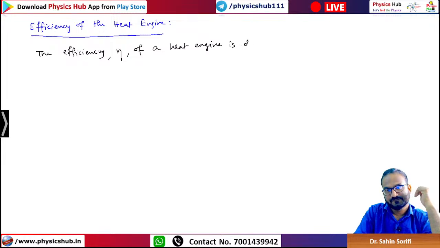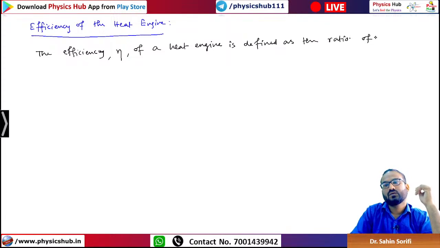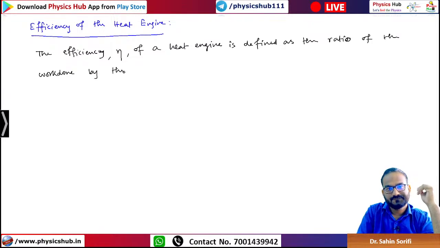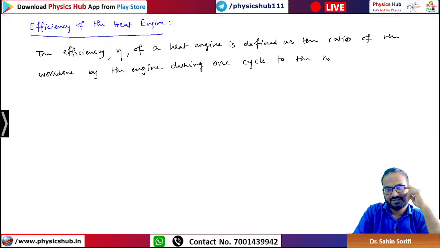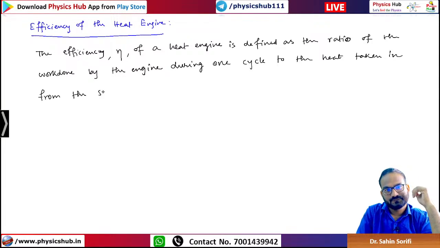is defined as the ratio of the work done by the engine during one cycle to the heat taken in from the source in a cycle.